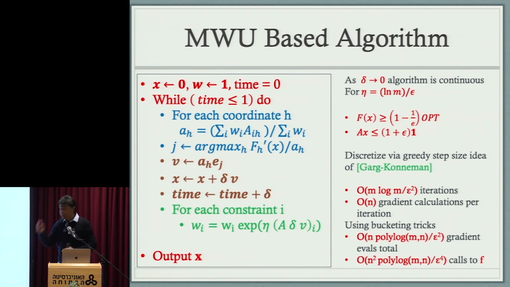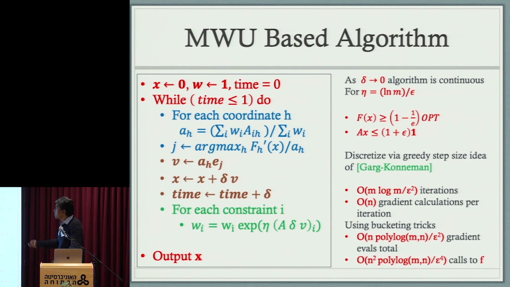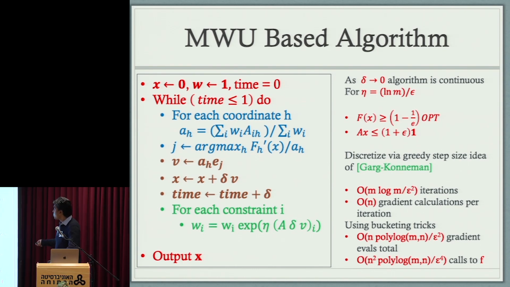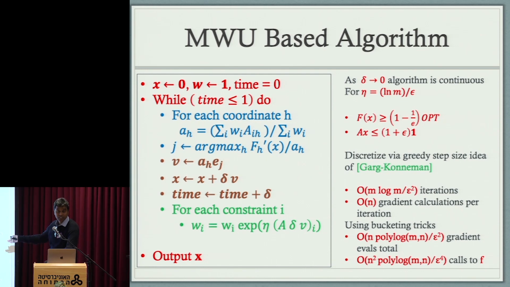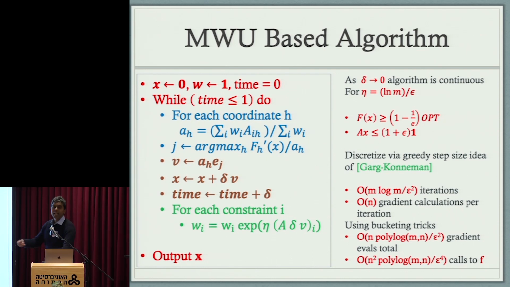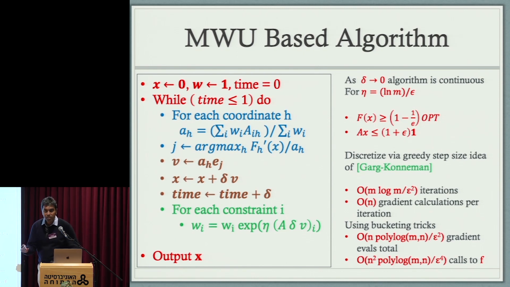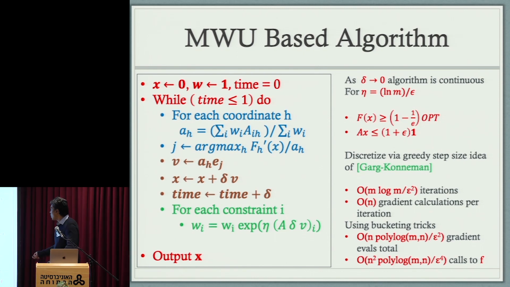That's a simple idea, and if you do that, you can argue that the number of iterations of this algorithm is only m log m over epsilon squared, where m is the number of constraints. Now, what have we gained by all this? I'm running out of time. What you're gaining is that using this single knapsack algorithm inside the multiplicative weight update method, you can reduce, with some tricks, the total number of gradient evaluations you need to n polylog over epsilon squared.